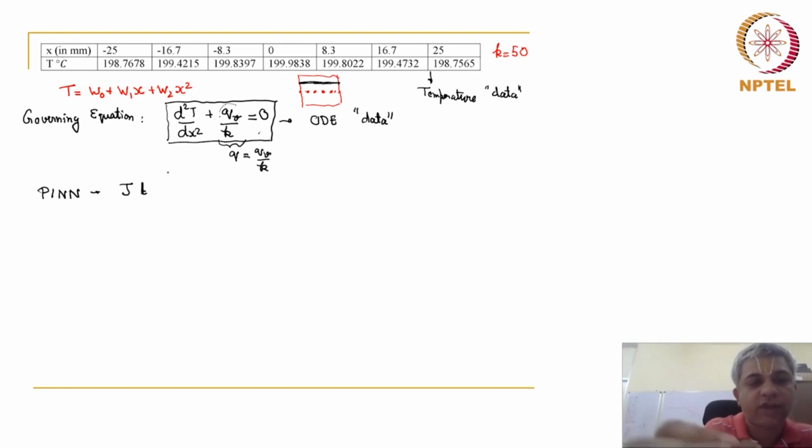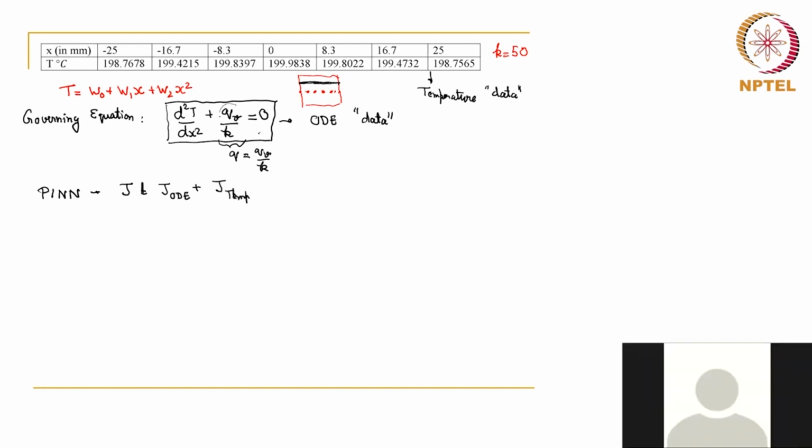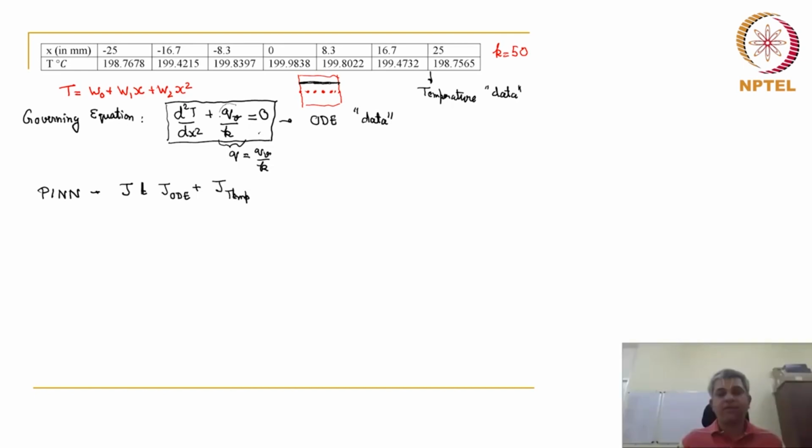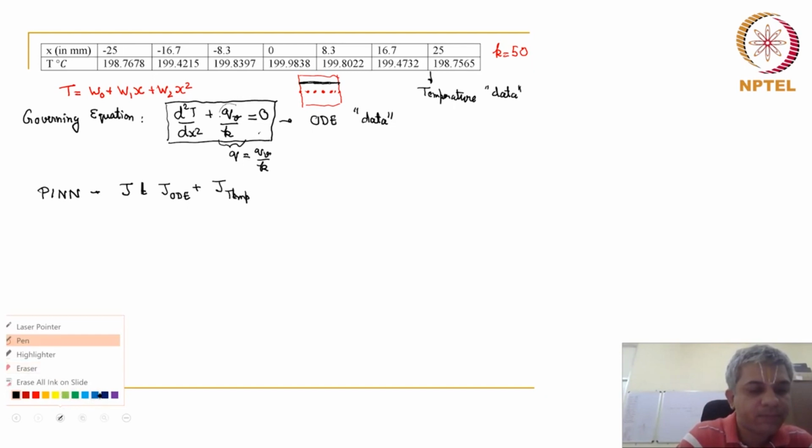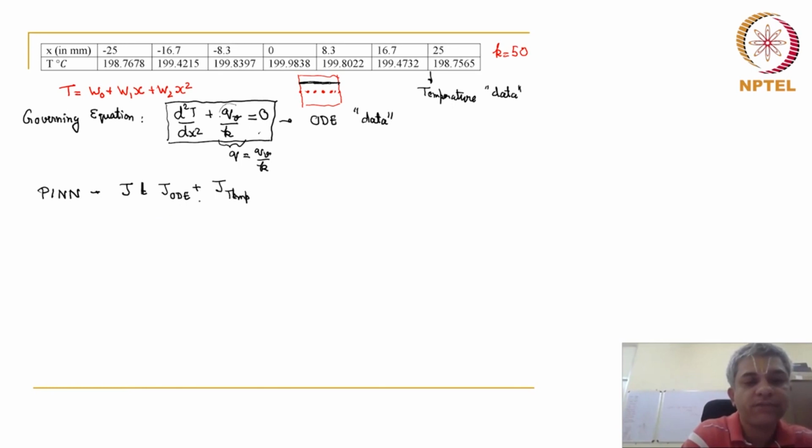This cost function is going to be cost function due to the ODE plus cost function due to the temperatures. Correct? So how do I write the cost function due to the ODE? First, I have to select points where I will impose the ODE.